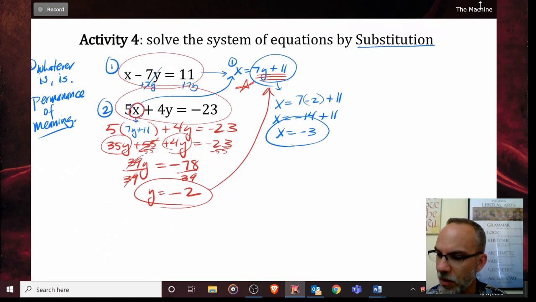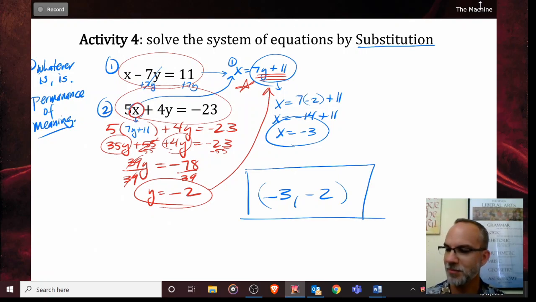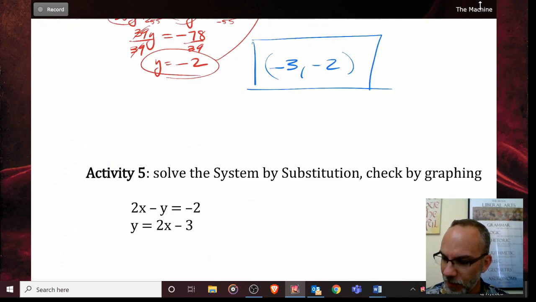So that is solving the systems by substitution. Here's my final answer, negative 3, negative 2. Put parentheses around them because they're an ordered pair. Box that. That's my final answer. Okay? That's solving by substitution. You got to replace the variable in one of the equations with its equivalent expression that you get from the other one. Okay? Now, let's do this one.